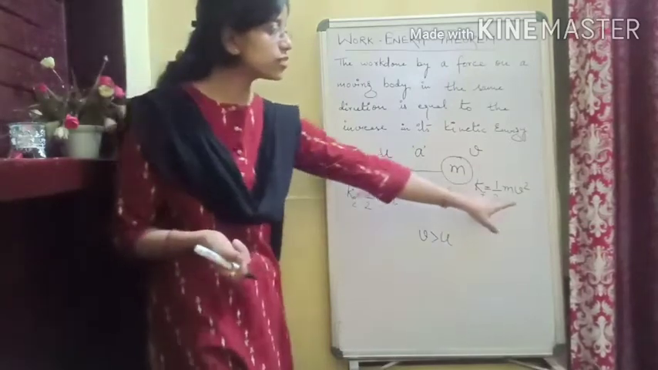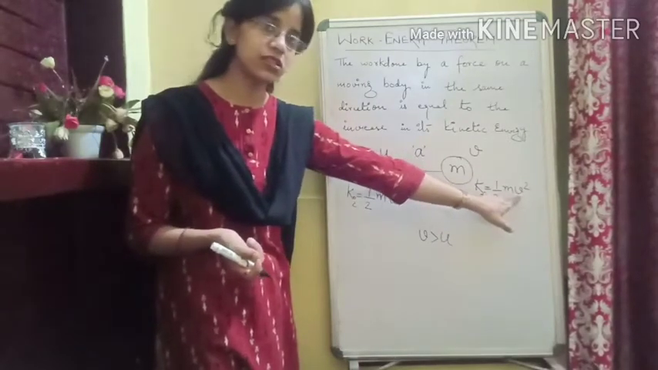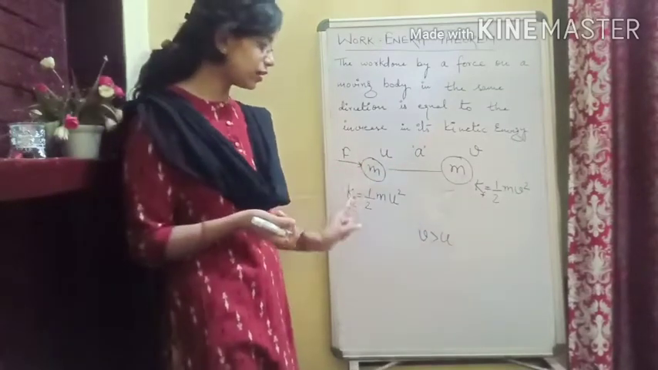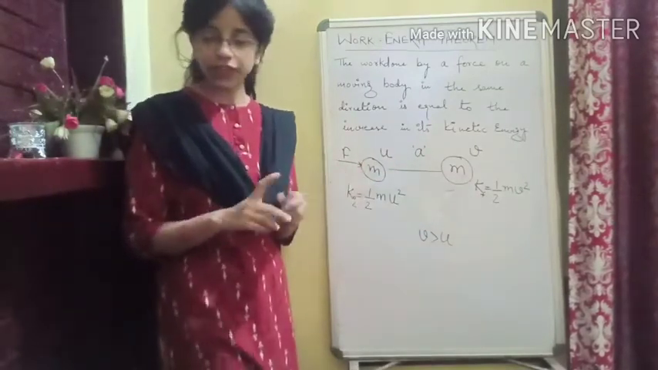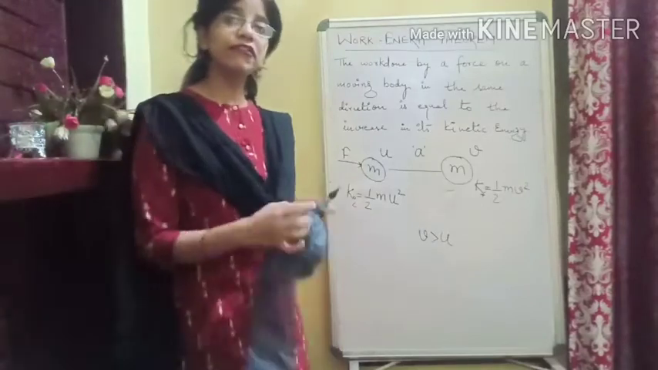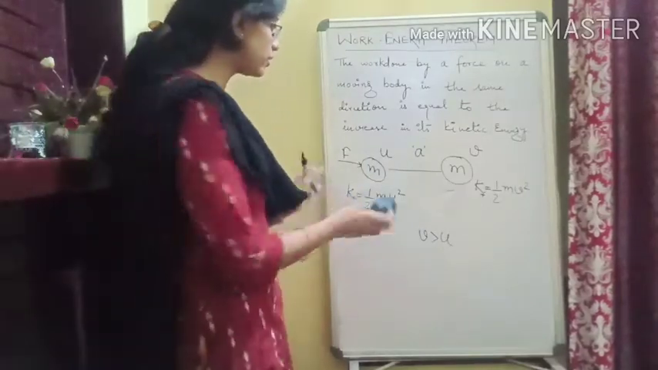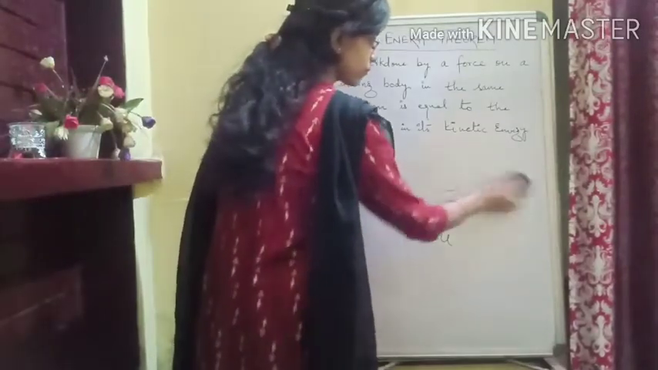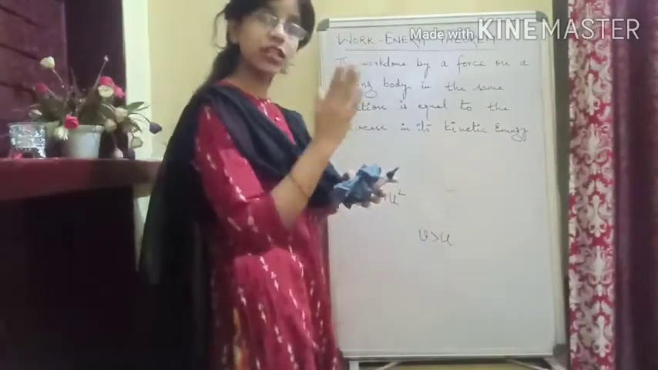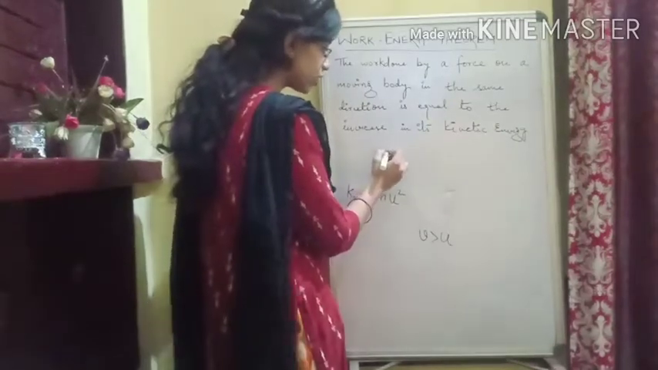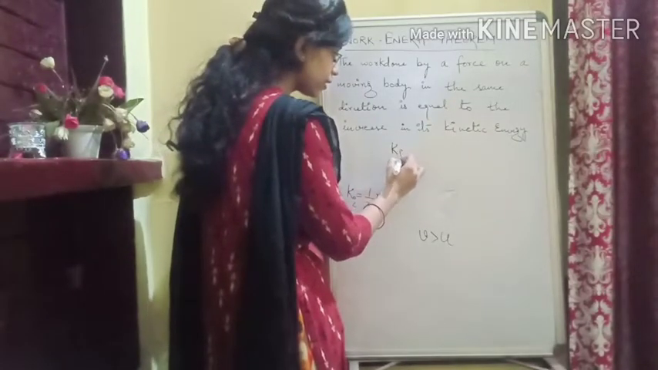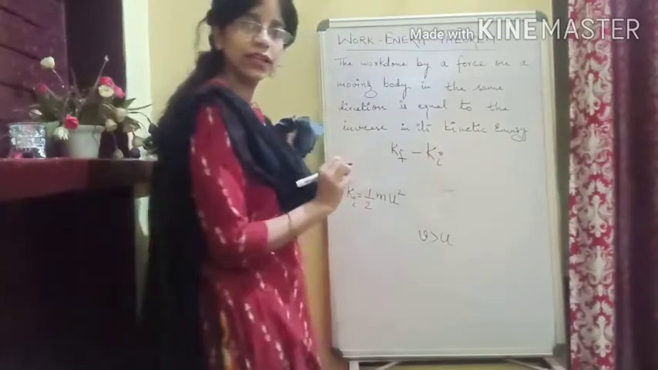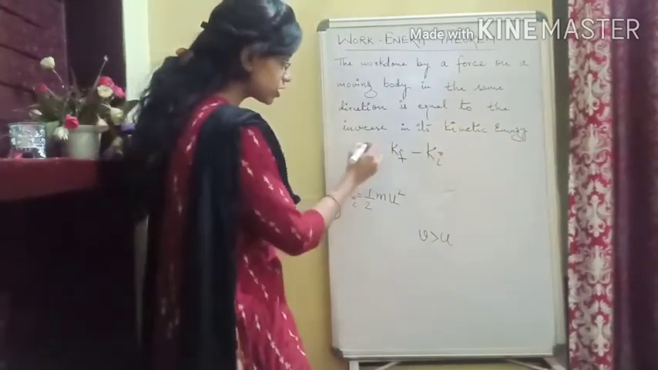Of course, since the final velocity is more, the final kinetic energy will be more than the initial kinetic energy. So if I ask you what is the change in kinetic energy, the change in kinetic energy will be Kf minus Ki, that is final minus initial.